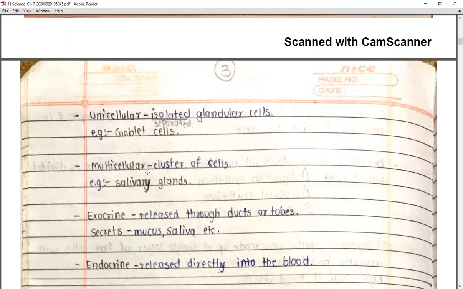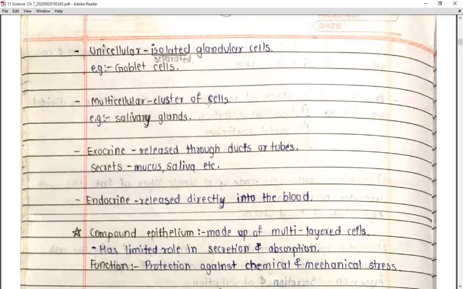Second is the multicellular, that is the cluster of cells, right? Here there is presence of only separated glandular cells. That means unicellularly it was present, but when you are talking about multicellular, there will be presence of so many cells together with each other. The example of it is the salivary glands. These salivary glands are present in bunches, and the cells present in them perform their function in the production of the saliva.